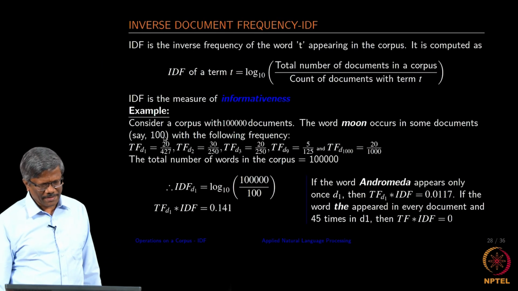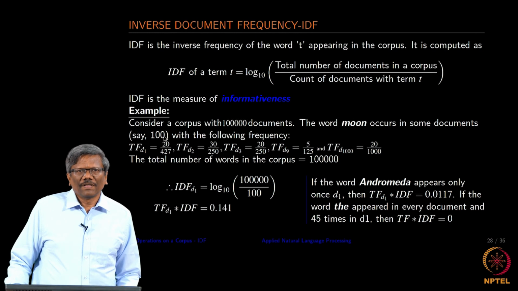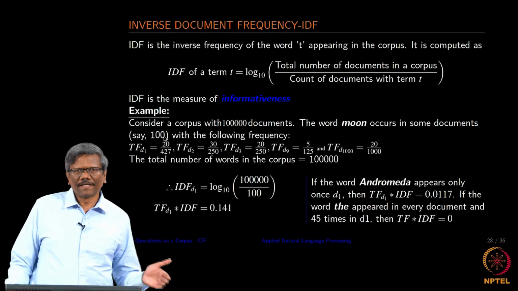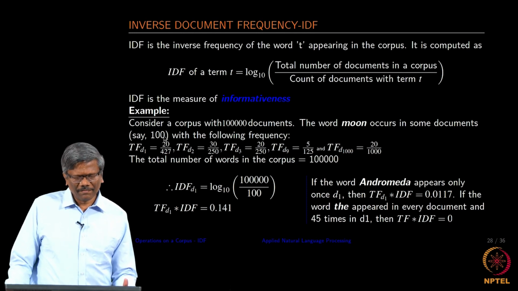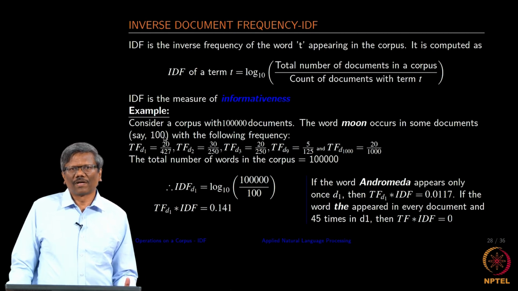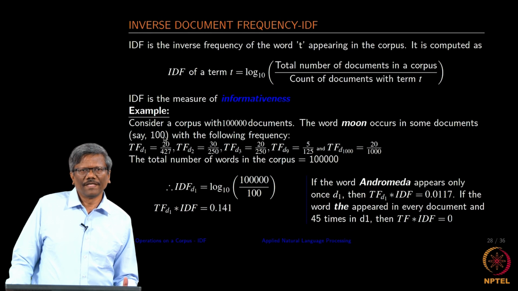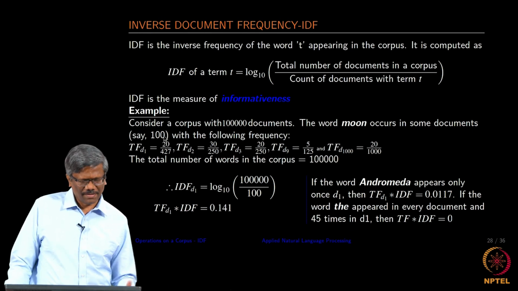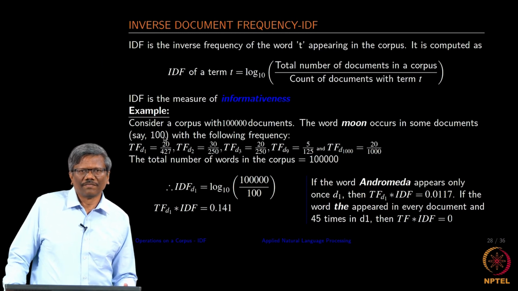Let us take one small example and explain the importance of TF-IDF. Just expanding the definition: IDF of a term t equals log base 10, I am taking the base as 10 here, of the total number of documents in a corpus to the count of documents with the term t. So, IDF is the measure of informativeness, as I mentioned earlier. Consider a corpus with 1000 documents, and assume there is a word moon that occurs in, let us say, 100 documents with the following frequency.